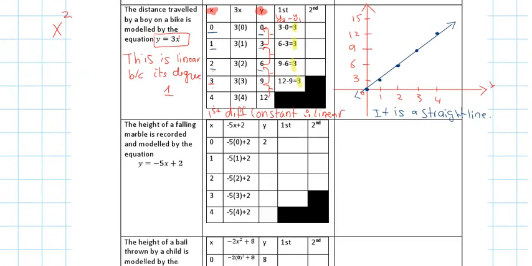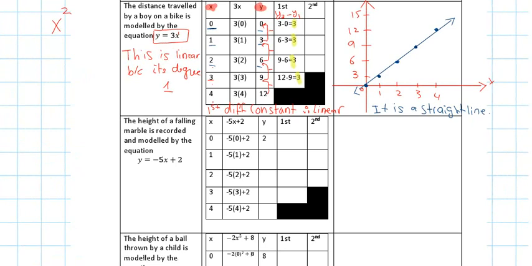Let's look at an example. The height of a falling marble is recorded and modeled by the equation y equals negative 5x plus 2. Can you tell me if this is linear or quadratic? Linear. How do you know that? You see the x doesn't have anything on top of it, so that's a degree 1. Okay? So this is linear because it's degree 1.